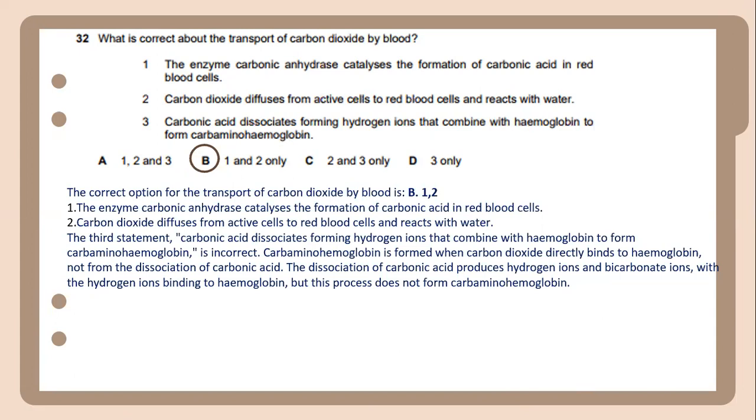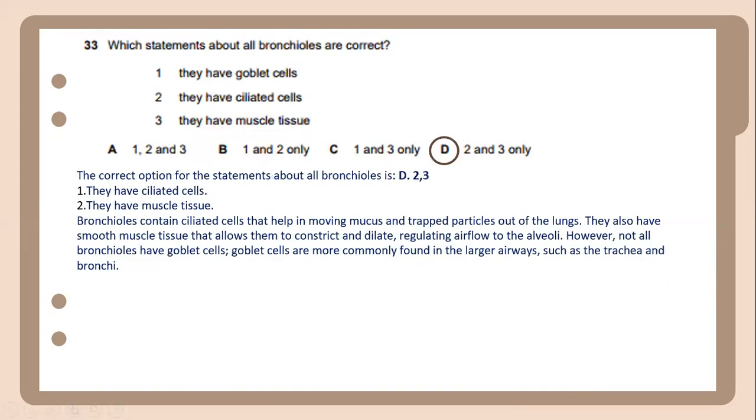But the third statement, carbonic acid dissociates to hydrogen ions that combine with haemoglobin to form carbaminohaemoglobin, is incorrect. Carbaminohaemoglobin is formed when carbon dioxide directly binds to haemoglobin, not formed from the dissociation of carbonic acid. The dissociation of carbonic acid produces hydrogen ions and bicarbonate ions, with the hydrogen ions binding to haemoglobin, but this process does not form carbaminohaemoglobin.